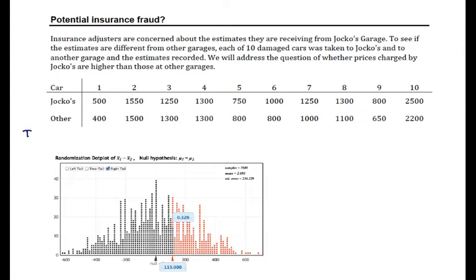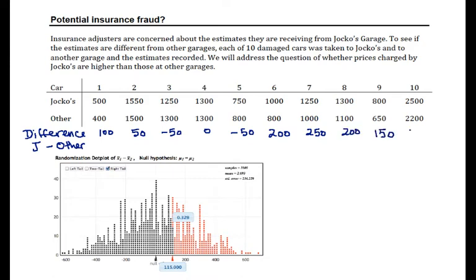So let's look at the difference for each of these cars. And we'll go Jocko's minus other. So we've got $100 for number 1, $50 for number 2, negative 50. We've got to stay consistent with our order of subtraction. And for car number 4, they are both the same, so that difference is 0. Back to negative 50, 200, 250, 200, 150, and 300.